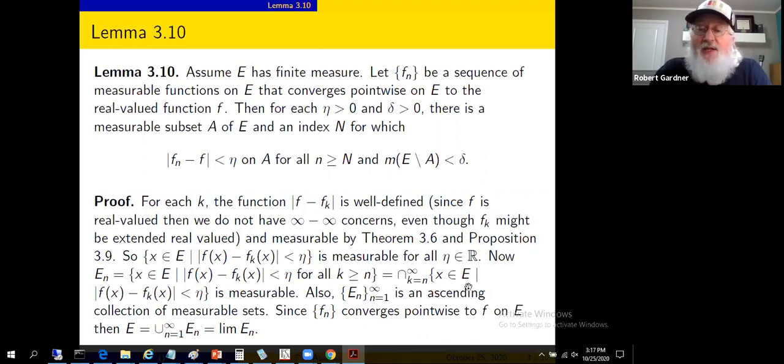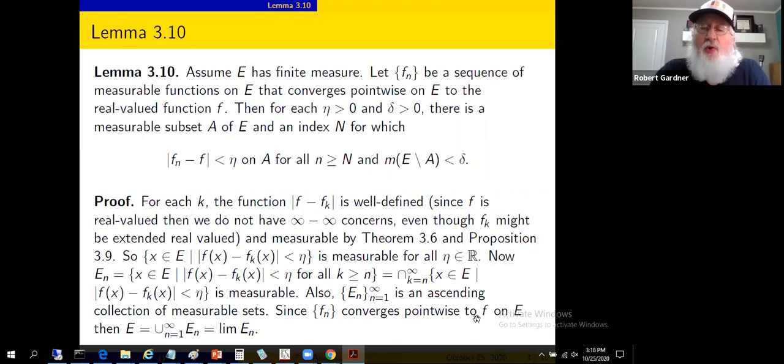Each of the sets here is measurable for all k, I guess is how I'd treat that. And so their intersection is measurable. We're in a sigma algebra. So E sub n is given. The E sub n form an ascending collection of measurable sets. You know where we're going with this. As soon as we talk about ascending collections of sets, you know, continuity of measure is not far behind.